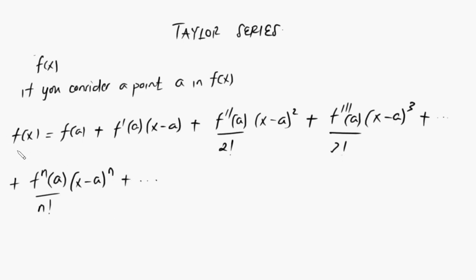So now f(x) can be written in this form. The answer you get, this way or this way, is just the same. This is what we call the Taylor series. So is it true? We must prove it. So let's now prove the Taylor series.